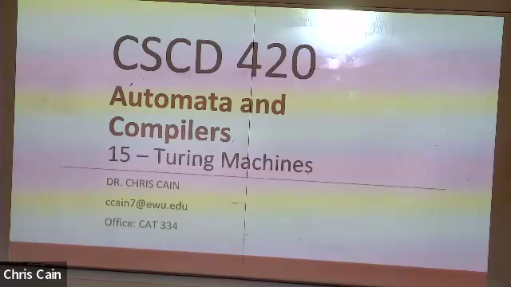So we're going to start talking about Turing machines, and Turing machines are one of the most interesting and well-studied parts of computer science theory. They're amazingly cool.